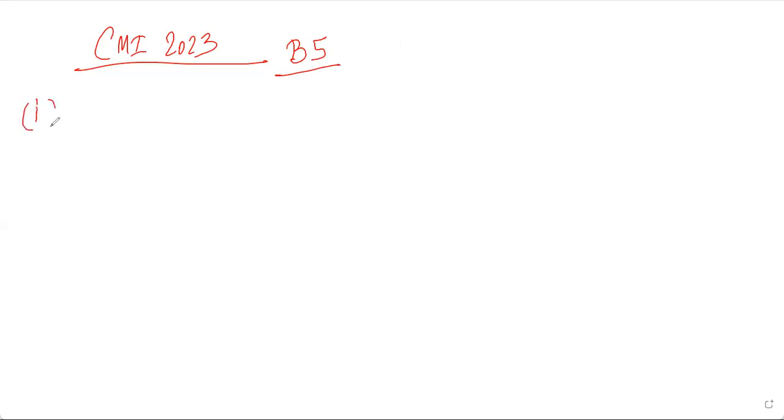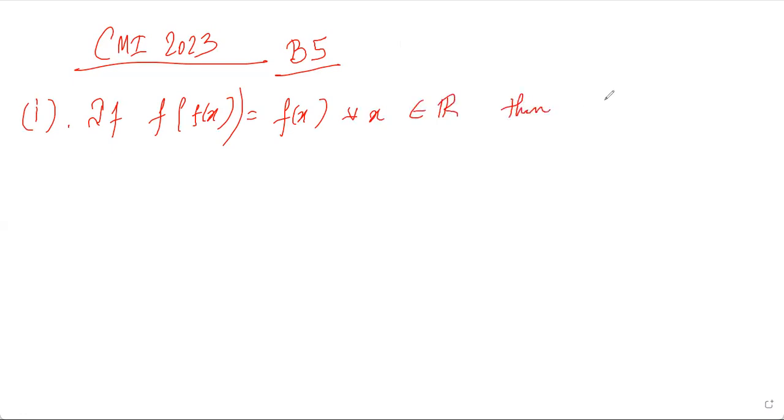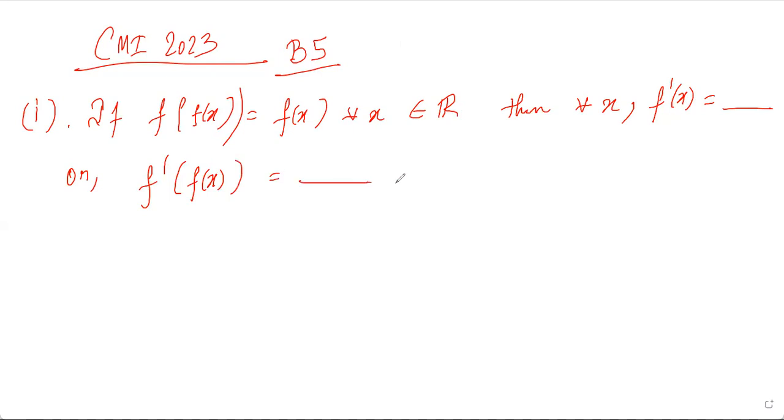Now the first part of the problem says that if f of f of x is equal to f of x for all x belongs to R, then for all x, f dash f of x is equal to, fill in the blanks and justify. This was the easiest part. Almost everyone, I think, did this.